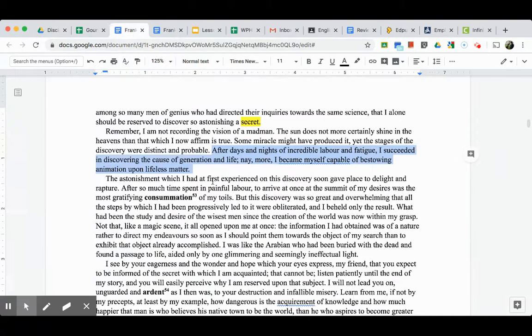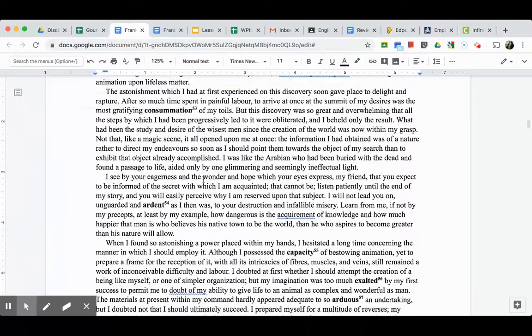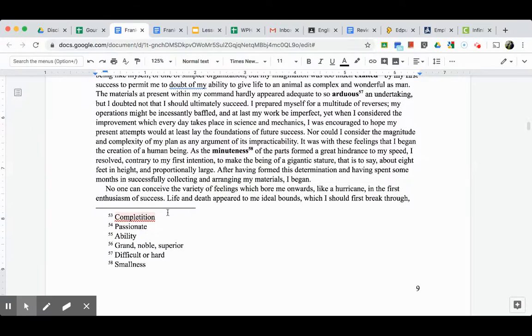Let's go back here. The astonishment which I had at first experienced on this discovery soon gave place to delight and rapture. After so much time spent in painful labor, to arrive at once at the summit of my desires was the most gratifying consummation of my toils, or the most gratifying completion.